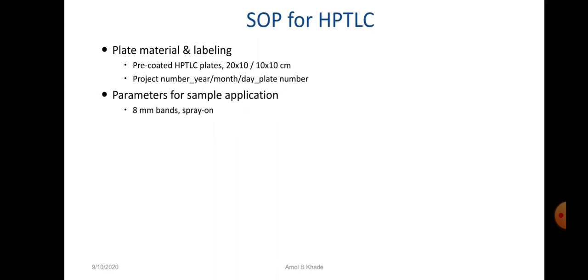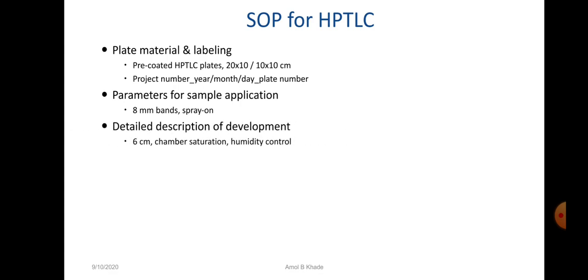The parameters for sample preparation. Usually in case of HPTLC, the sample is applied in the form of bands, in such a way that the tip of the needle does not touch the surface of the stationary phase. It just goes near the stationary phase, and the sample is sprayed with the help of an inert gas like nitrogen. Then we can give the detailed description of the development, the dimensions, chamber saturation, the humidity control and so on.